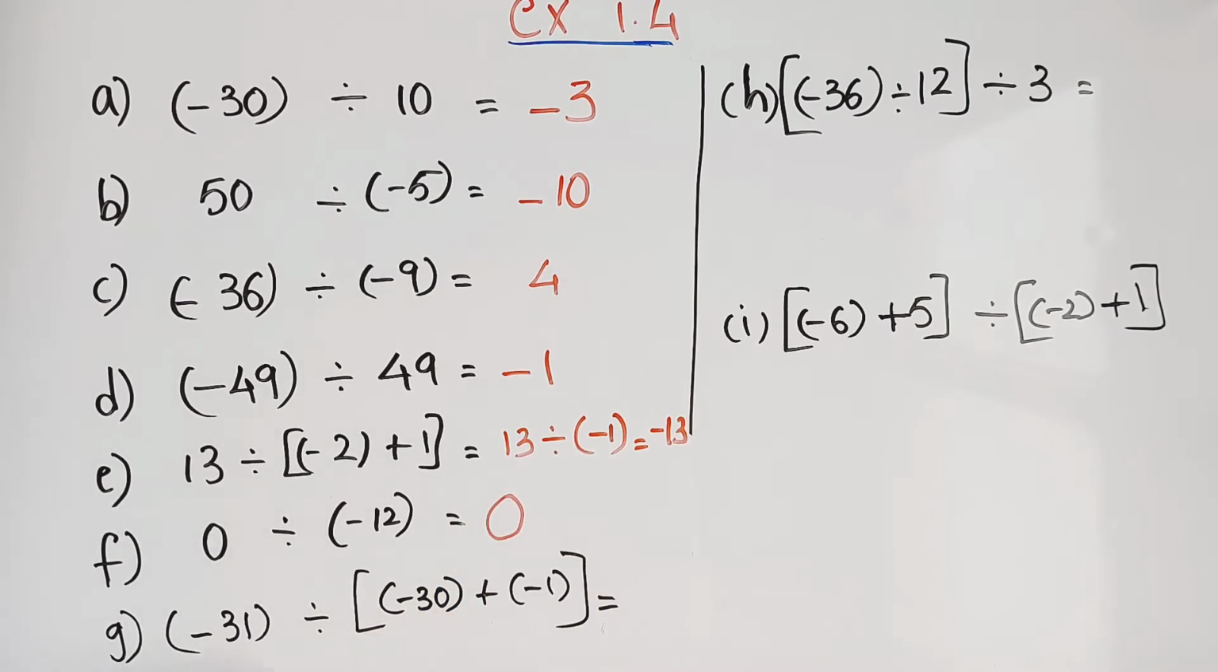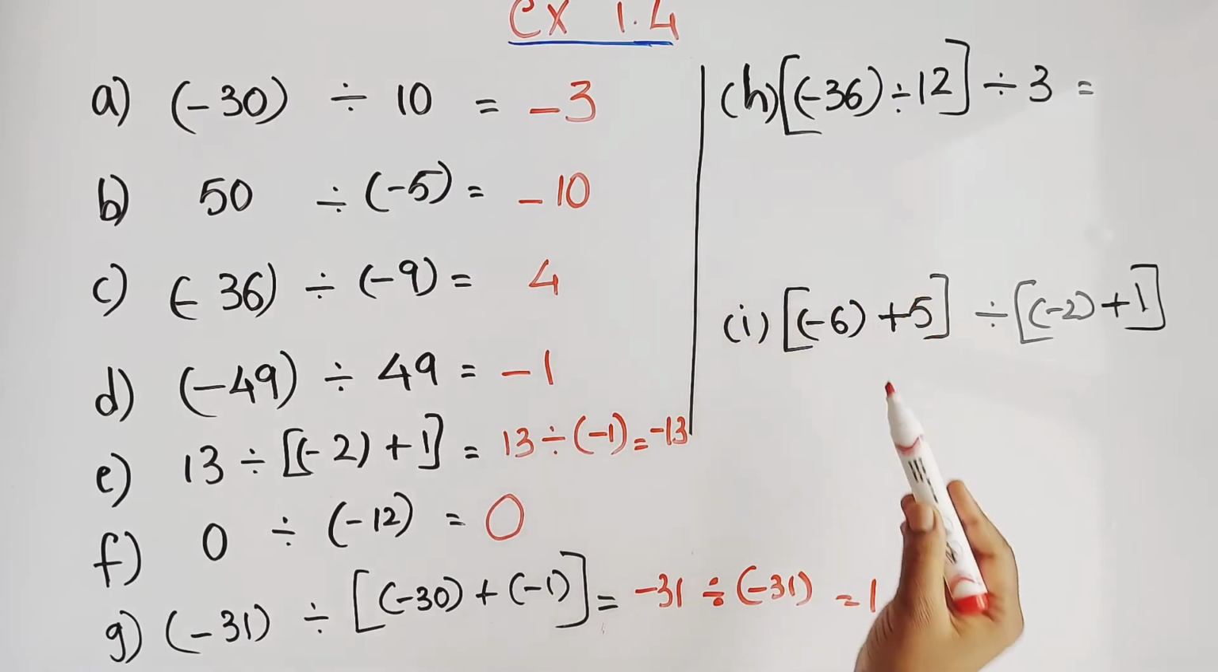Question G. Minus 31 divided by minus 30 plus of minus 1. We'll solve this one. Minus 31 divided by, in brackets, minus 30 plus minus 1. Both are negative numbers. It is minus 31. So now minus 31 divided by minus 31. Same numbers. It is 1.